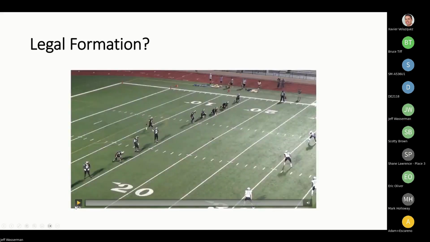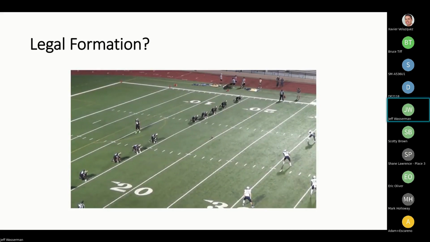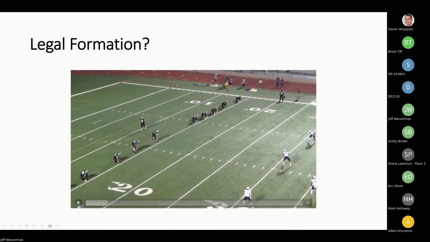All right. So is our formation legal? Let's take a look. I don't even think I need to go any further in this one. Okay, you can see the whole team is lined up with their feet beyond, first of all, they're kicking from the 20, so this must have been after a safety, so that probably threw them off a little bit. But everybody's feet are beyond the 15, the A15. So this is an illegal formation. Play it out.